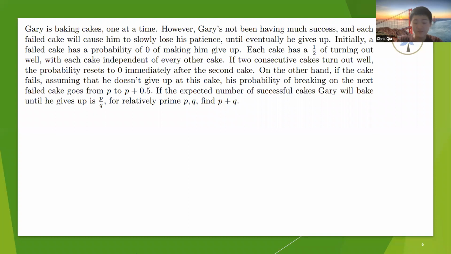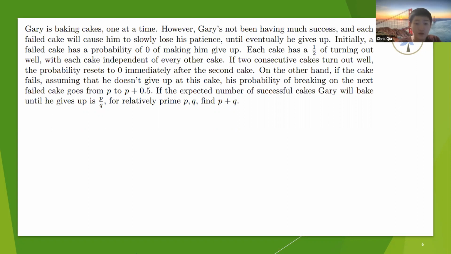All right, it's been around 5 minutes, and I'm going to start going over this problem. So it's quite a long statement, so let's read through this carefully. So Gary is baking cakes one at a time. However, Gary has not been having much success, and each failed cake will cause him to, unfortunately, slowly lose his patience until he eventually gives up.